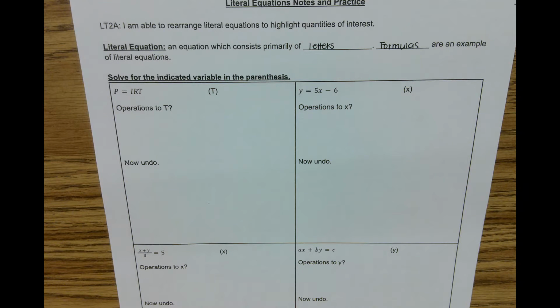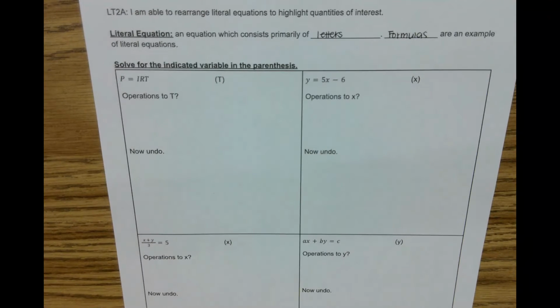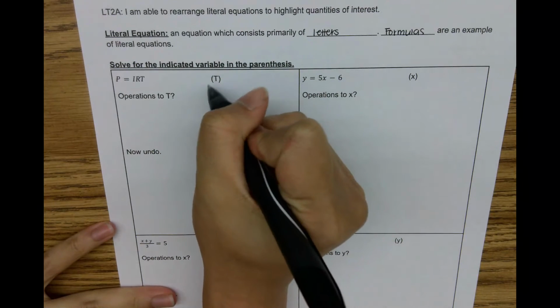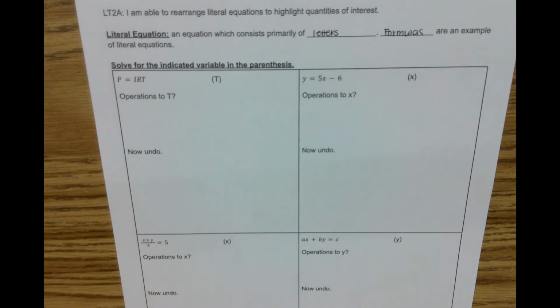And we are going to solve for the indicated variable in the parentheses. So here we have P equals IRT. I think this is the interest formula. So here we are solving for T. Like we do it with numbers, it's the same thing with letters. We're thinking about what operations are happening to T.